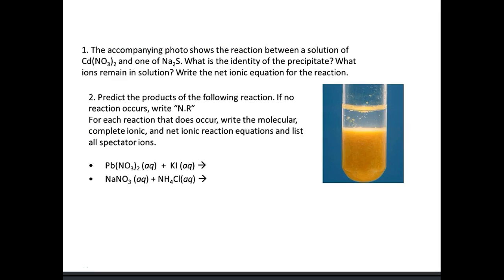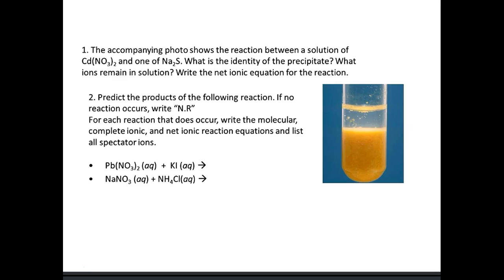So we'll start with number 1. The accompanying photo shows a reaction between a solution of cadmium 2 nitrate and sodium sulfide. What is the identity of the precipitate? What ions remain in solution? Write the net ionic equation for the reaction.